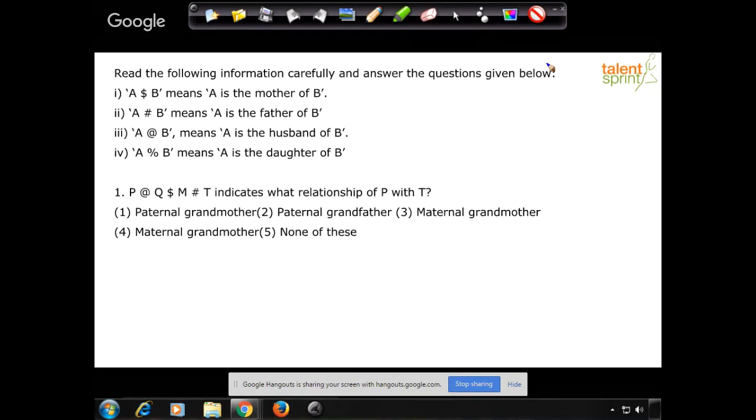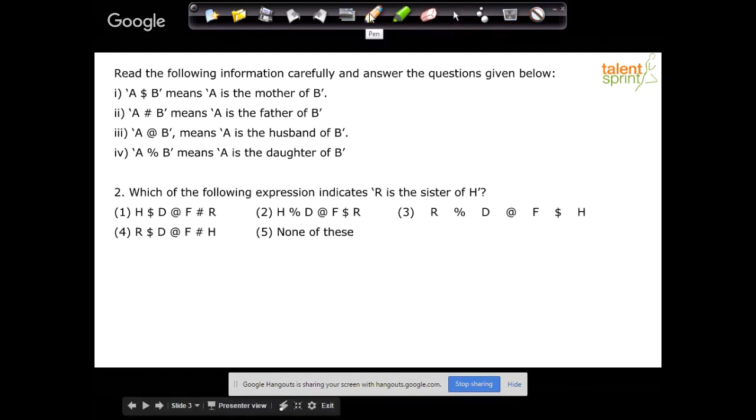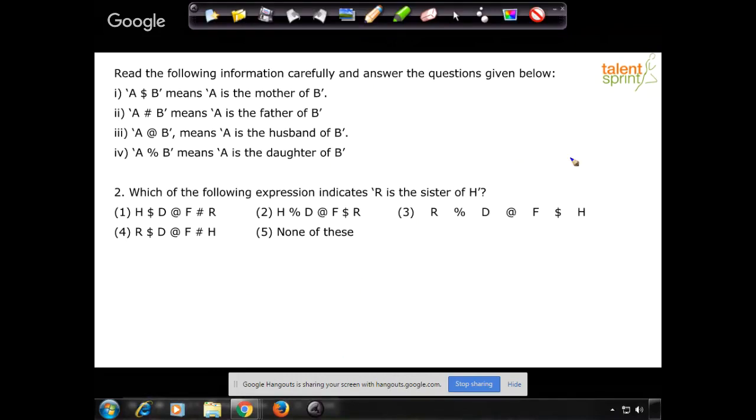Okay, let's move on to our next question. Now, this question once again is based on similar relationships. They have given us 4 expressions here, and they have asked us which expression indicates that R is the sister of H. Let us start by drawing a diagram for each of the expressions that have been given to us.